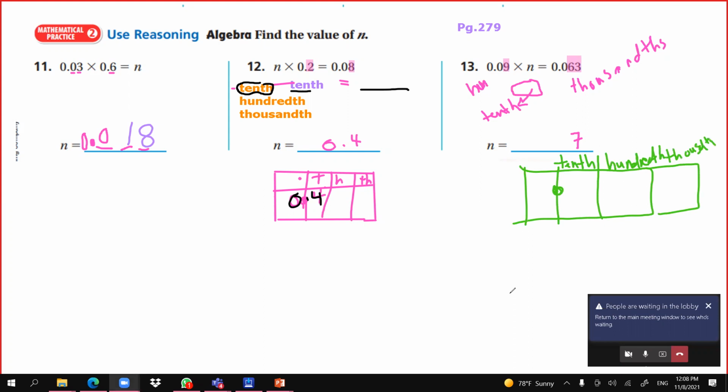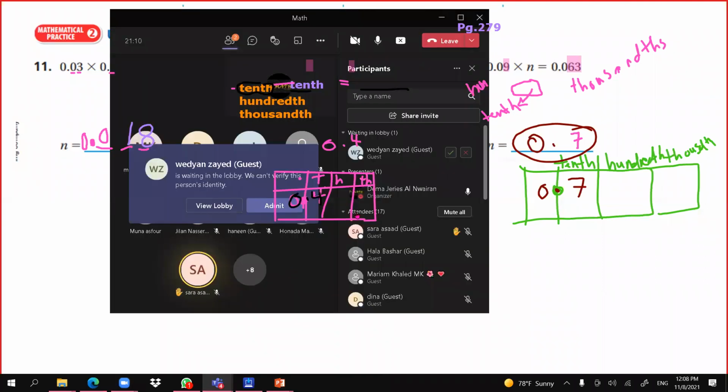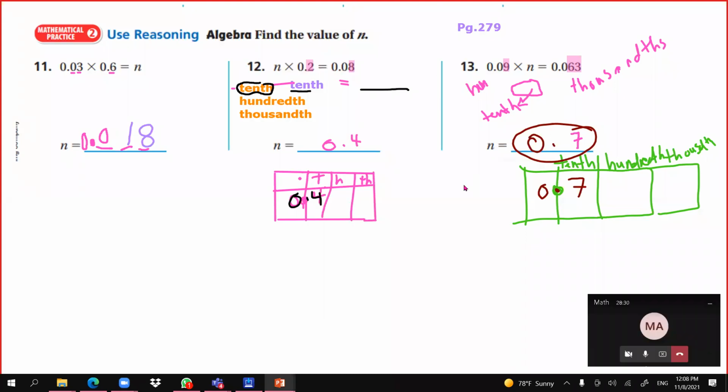So that means 7 under the tenths. So the number will be what, Yamuna? 0.7. Bravo. Yes. Did you understand it? Yes, this lesson is so easy. Okay.